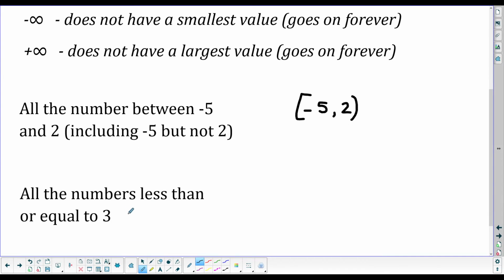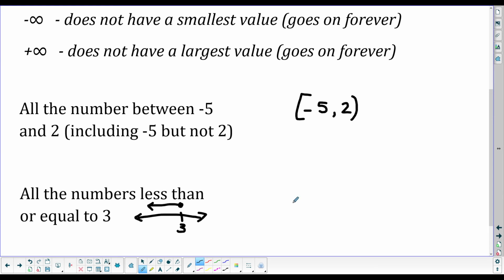Look at another example: all the numbers less than or equal to 3. Sorry, I made a mistake there. I want all the numbers that are less than that. So on the left-hand side, if I think of this as a number line, if this is 3, I want all the numbers that are less than or equal to that. So I want all the numbers to the left of that.